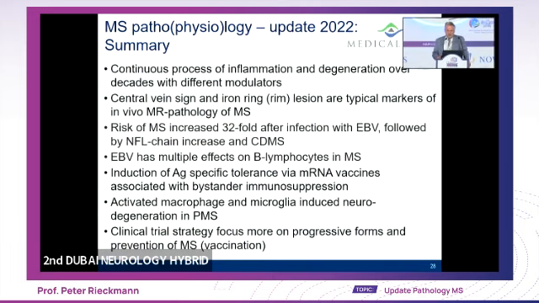And the induction of antigen-specific tolerance by mRNA vaccines associated with bystander immunosuppression is one potential aspect of the treatment in the future. And activated macrophages and microglia induce neurodegeneration in the progressive phases of multiple sclerosis. And clinical trial strategy focuses more now on progressive forms and prevention of MS, like vaccination in the future.